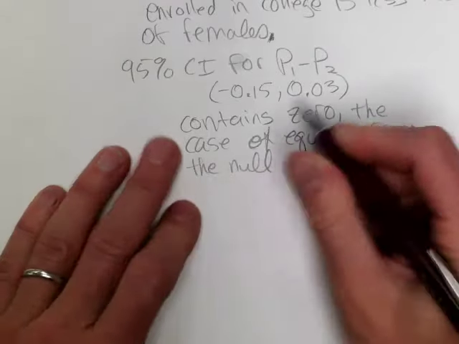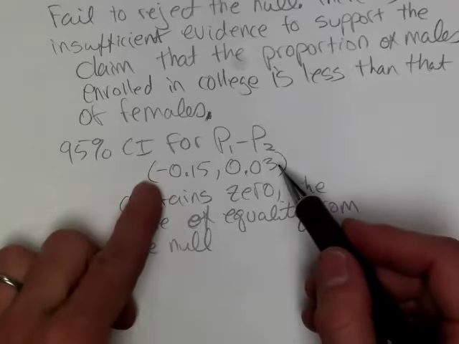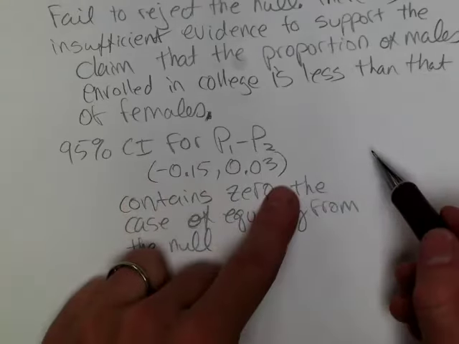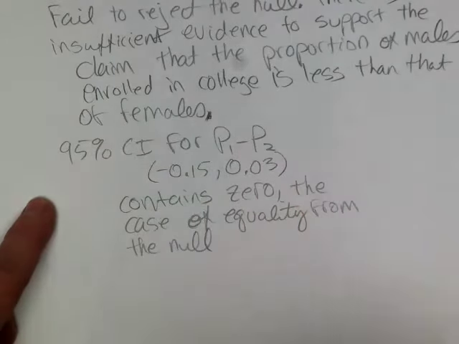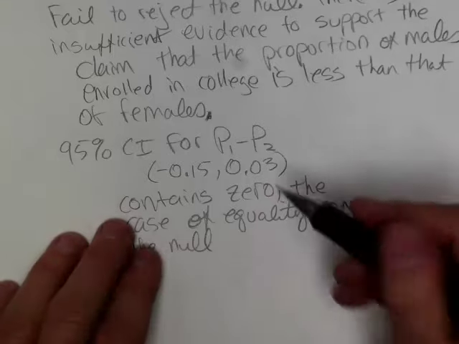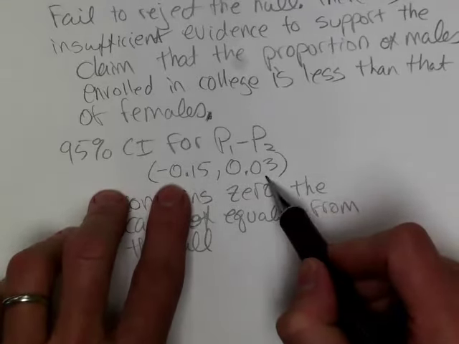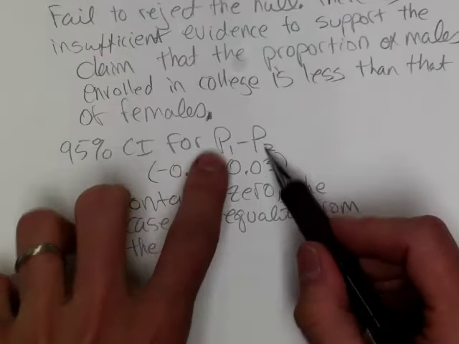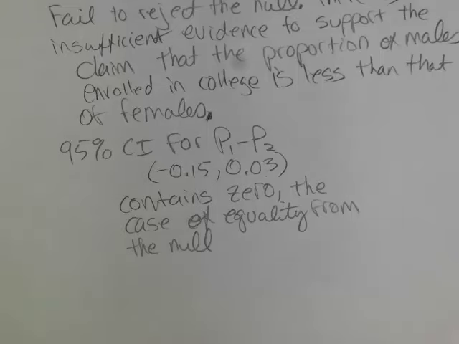If this confidence interval did not contain 0, in other words, if it was completely above zero or completely below zero, then that would be consistent with rejecting the null. But that's not what's happening in this problem. Because this confidence interval contains the case of equality, the case of no difference between the two, we are ruling in favor of failing to reject the null, and in this particular problem, not supporting the claim.